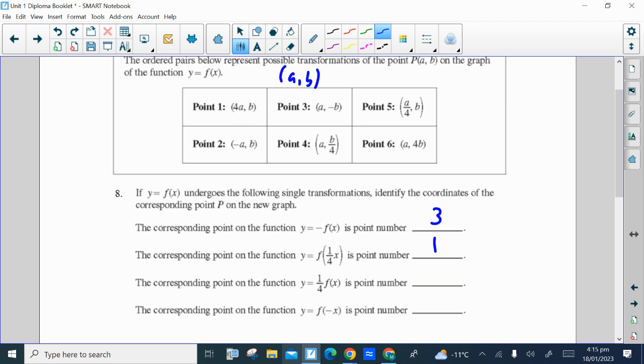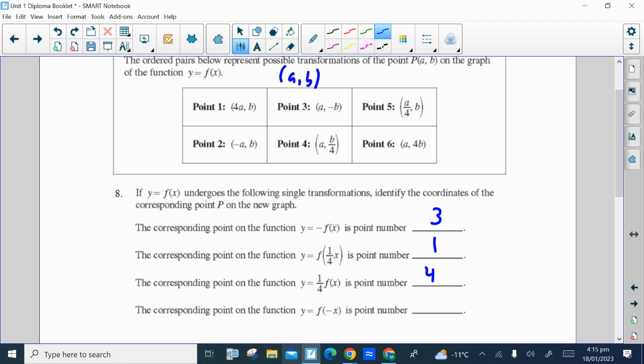For y equals 1/4 f of x, that's an a value of a quarter. That is a vertical stretch by a quarter. You're going to multiply the y values by a quarter, which is what point 4 shows us. Multiplying by a quarter is the same as dividing by 4. And that's done to the b value.